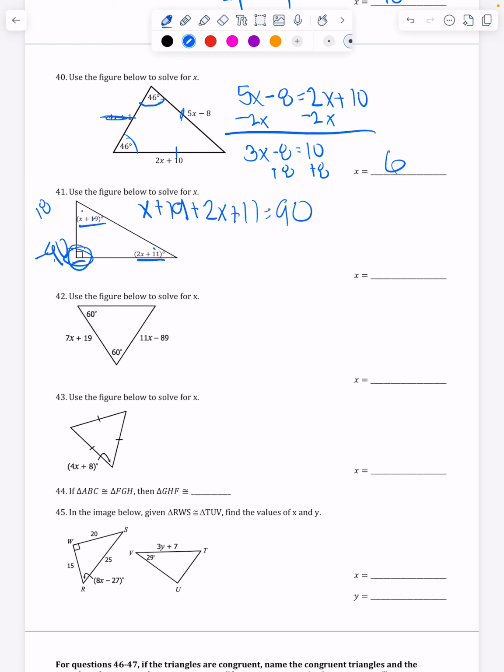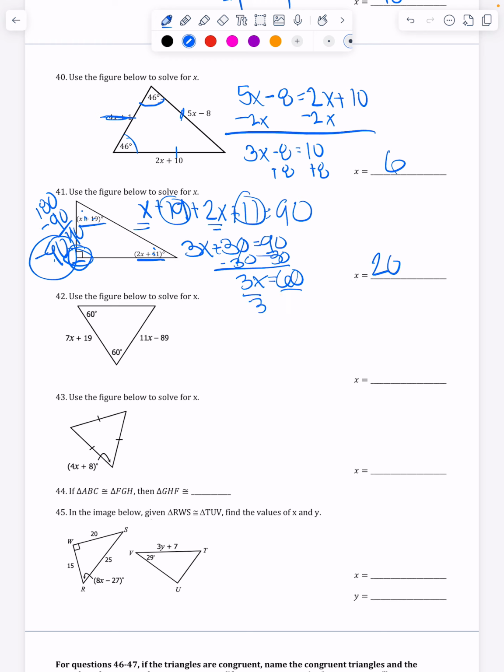Because a triangle is 180, right? And if I subtract this 90 from it, I end up with 90. So I know these two angles are going to sum to 90. So I'm going to end up combining like terms and getting 3x plus 30 equals 90. I'll subtract 30 from both sides, and I'll get 3x equals 60, and then my x is going to equal 20 when I divide both sides by 3.